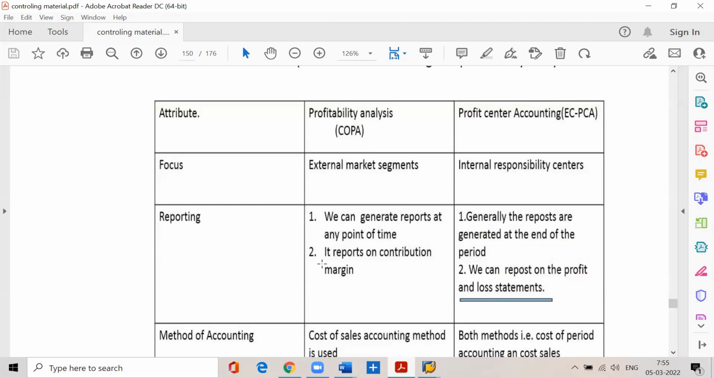See, the cost of any product contains fixed cost and variable cost. So, sales revenue minus variable cost is called contribution margin. Sales minus variable cost is called contribution margin. So, the contribution margin contains the fixed cost plus profit.